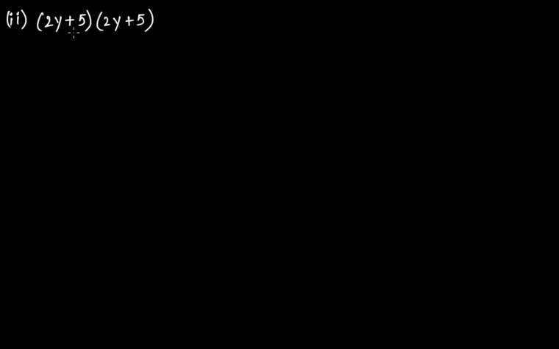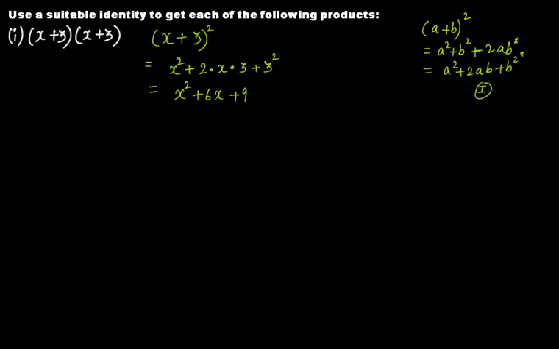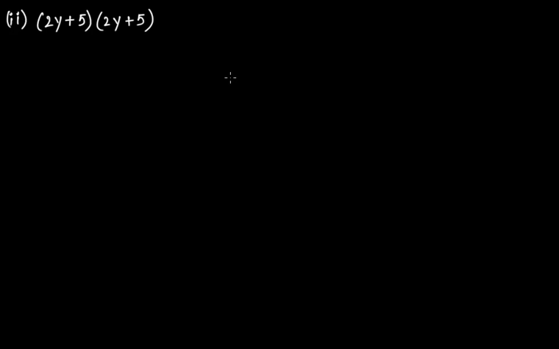In the second problem, we have 2y plus 5 multiplied by 2y plus 5. Again, it's exactly the same as what we have done here. That is standard identity 1. This can be written as 2y plus 5 whole squared.